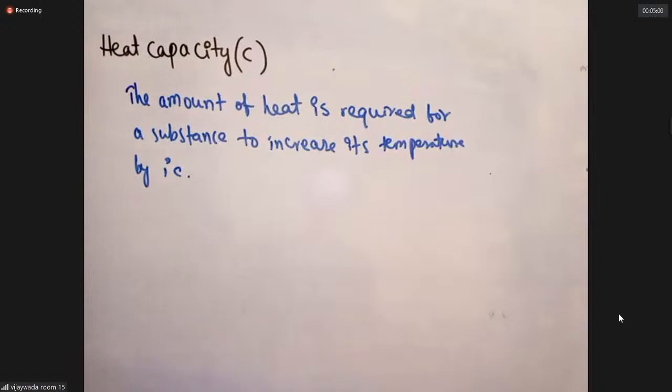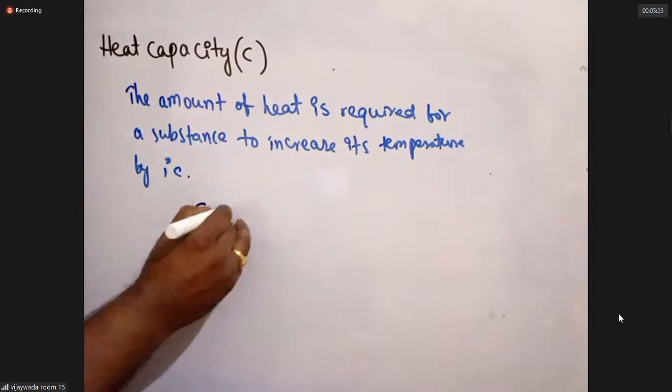So heat capacity is an extensive property. For 1 mole of carbon dioxide versus 2 moles of carbon dioxide to increase 1 degree Celsius, definitely the heat supplied is also different. So heat capacity is an extensive property.